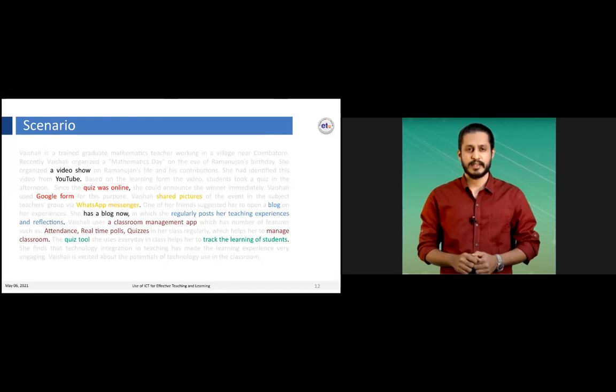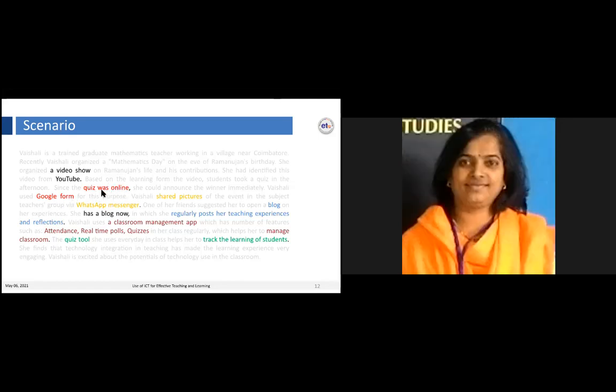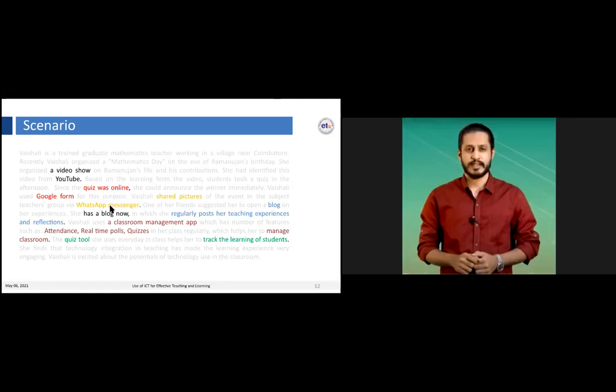Here, if you could see, I have tried to highlight these tools. YouTube is used for showing videos and quiz. Google Form was used for conducting a quiz online, then WhatsApp Messenger for sharing pictures, and the teacher has a blog for sharing her experiences and whatever is happening in the teaching learning process. Then there are classroom management apps, and a quiz tool. These are the different ICT tools shown in this scenario.